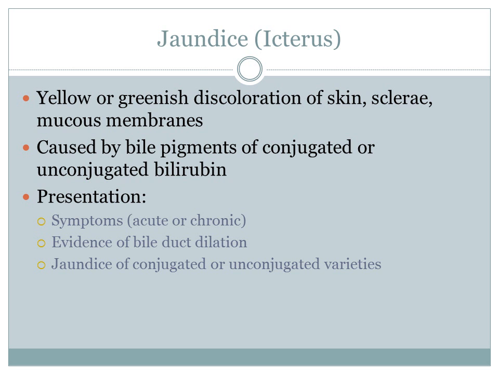So when we talk about jaundice, what do we mean? Remember, jaundice is the yellow discoloration of the skin and mucous membranes, and it's caused by bile pigments of conjugated or unconjugated bilirubin. Presentation of jaundice may appear acutely or chronically. Oftentimes there's evidence of bile duct dilation. And when we use the terms conjugated and unconjugated, what do we mean?